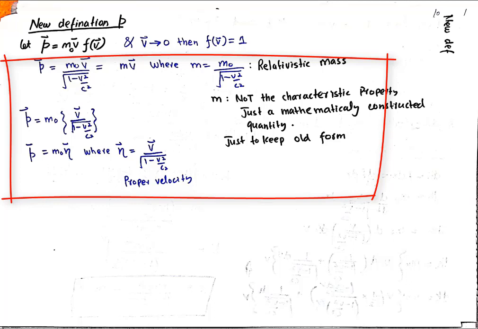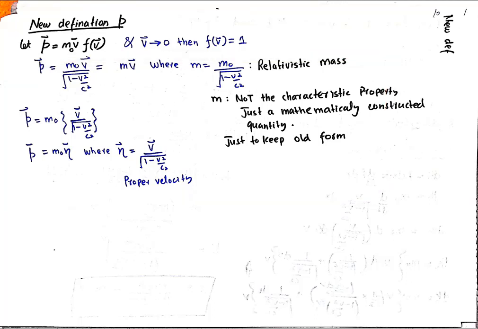This relativistic mass m is not a characteristic property of the physical system. It is just a mathematically constructed quantity, constructed to keep the old form of the momentum definition. So you should not worry about what this m is. It is not a characteristic property of any physical system, because if someone asks you what is the relativistic mass of an electron, this is in fact an invalid question, because this is not a physical quantity. And this is how we can keep our old form of momentum.